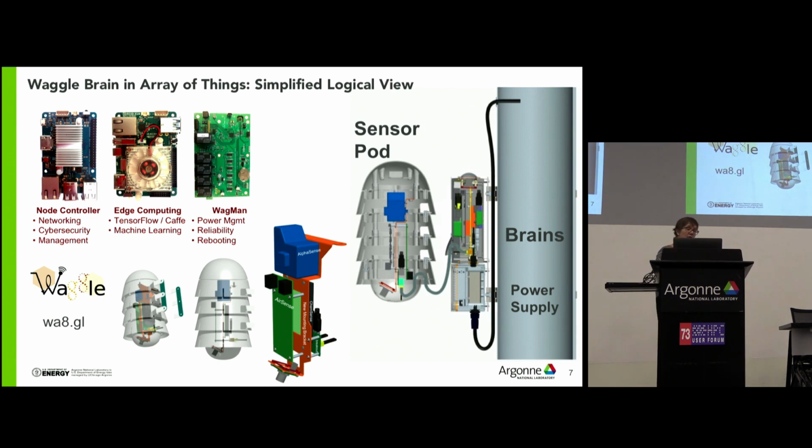We put a computer out there because we wanted to be able to do all of this analysis of the data out there at the edge and not transmit things. One customization of the Waggle platform is the ArrayOfThings project, and that includes a number of sensors, a sensor pod, and the brains mounted on a power pole.